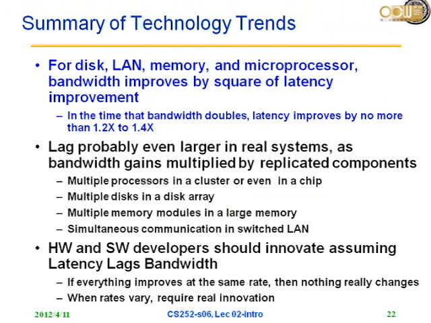Summary of technology trends. For disk, LAN, memory, and microprocessor, bandwidth improves by the square of latency improvement. And the lag is probably even larger in real systems, as bandwidth gets multiplied by replicated components. So in a real system, you may use 2 CPUs, you may use a disk array and whatever. So multiple processors in the cluster or even in the chip, multiple disks in the disk array, and multiple memory modules in the large memory, and simultaneous communication in switched LAN.